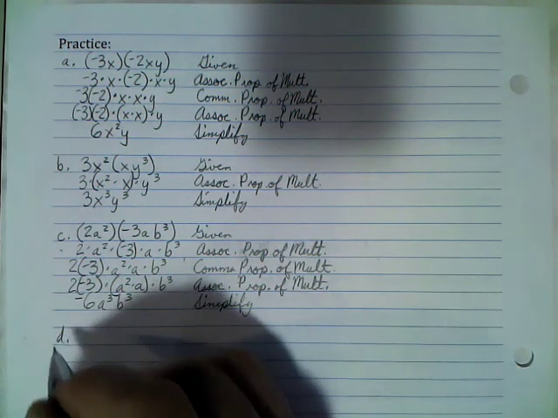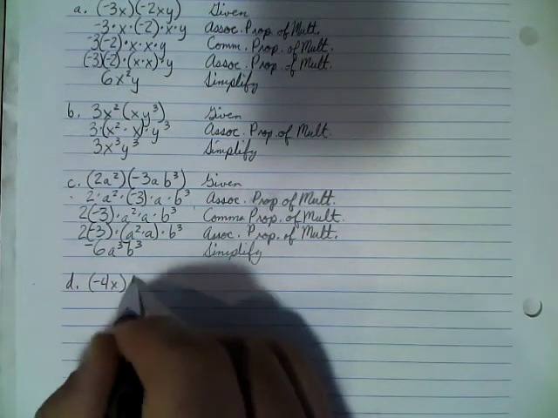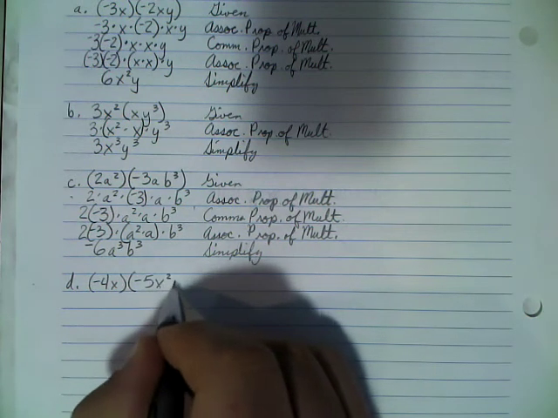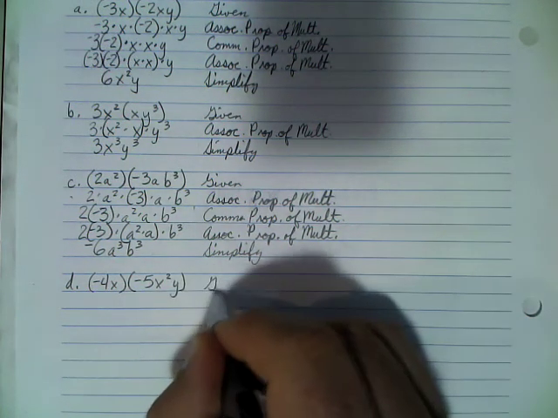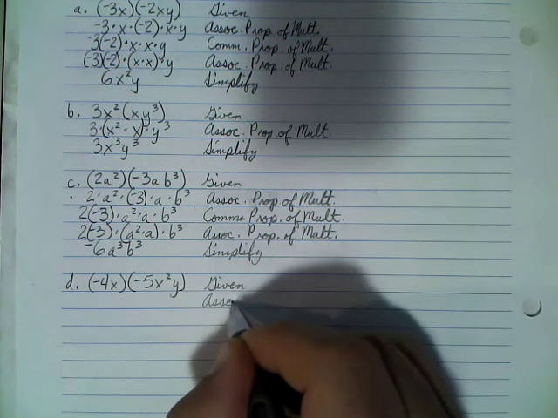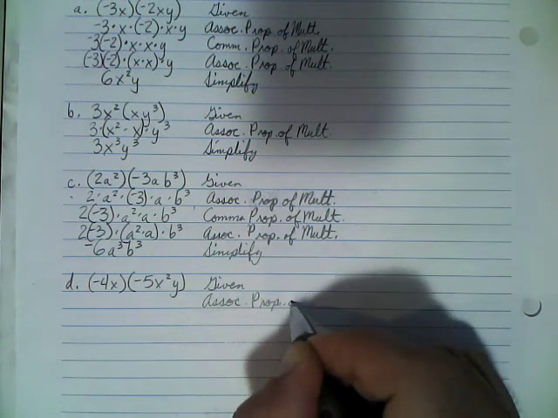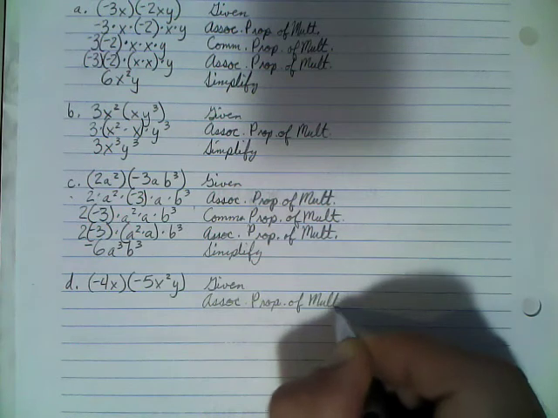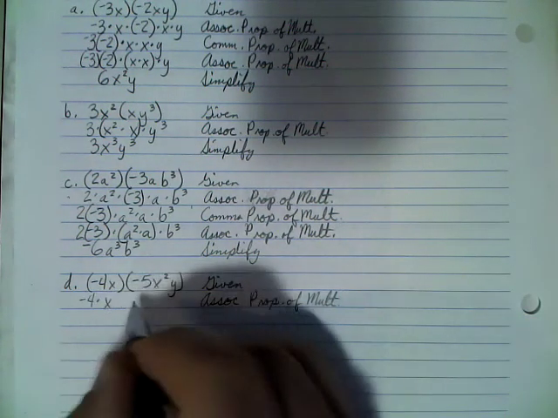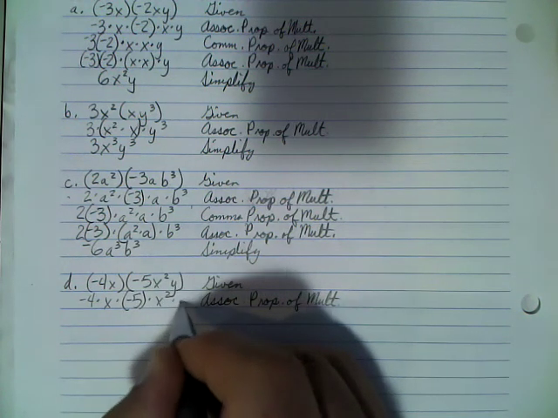D, I have a negative 4x times a negative 5x squared y. That's the problem that I was given. So the associative property will allow me to drop the parentheses and rearrange the associations. So I've got a negative 4 times an x times a negative 5 times an x squared times a y.